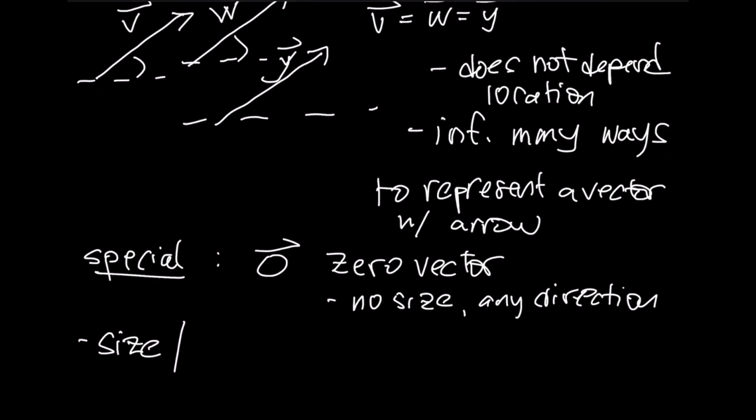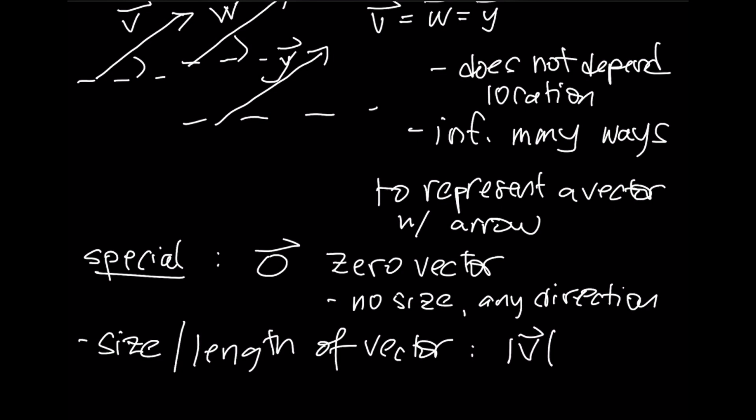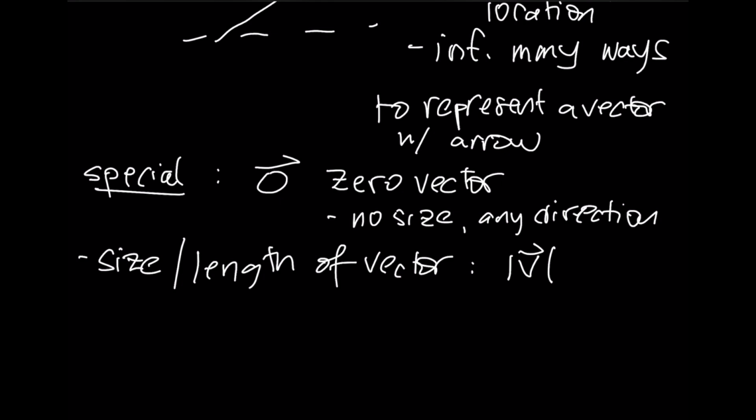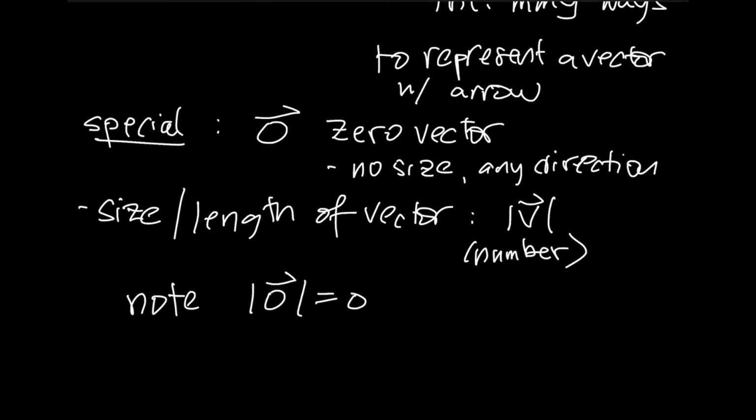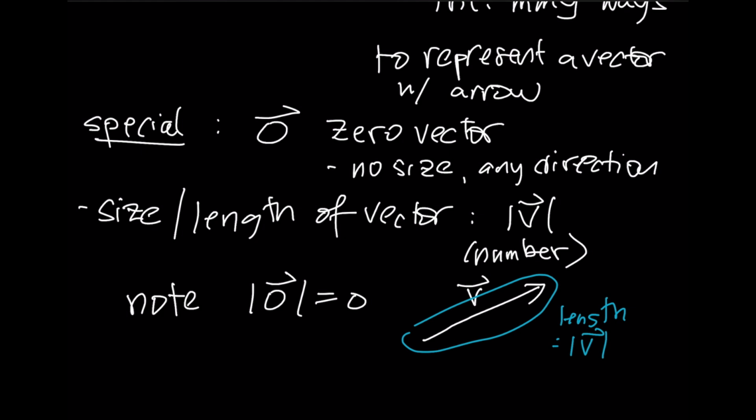The size or the length of a vector, we are going to give a special notation to. We're going to put the vector in these absolute value bars. And this is just a number. Note that the length of the 0 vector we are going to take to be the number 0. And if you could visualize any other vector, essentially it's like saying take a ruler and measure how long this is, and then the length of that segment would be V bar. We will talk about how to calculate the length of a vector a little later on.